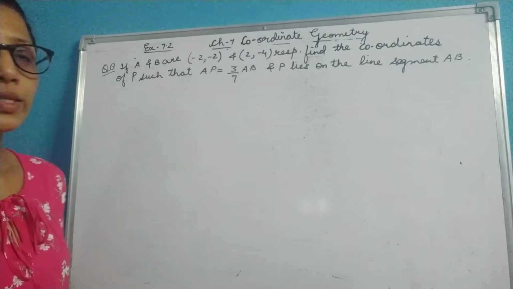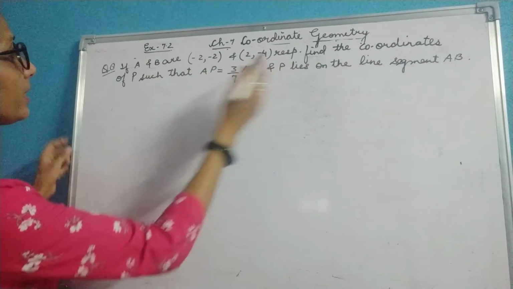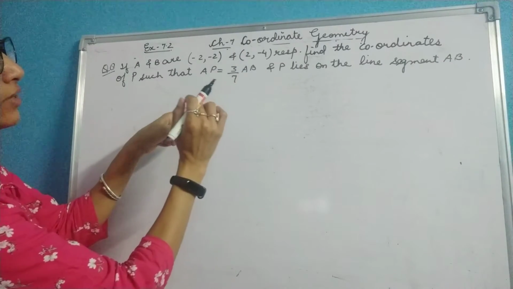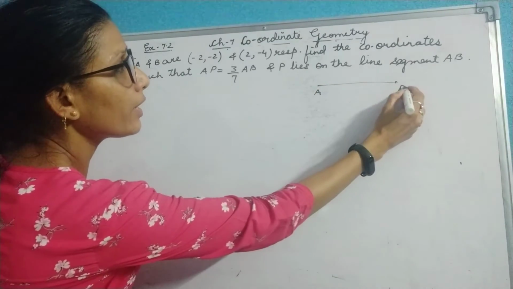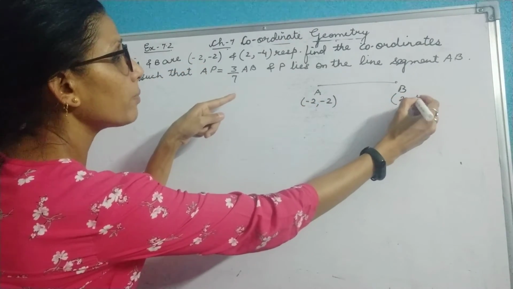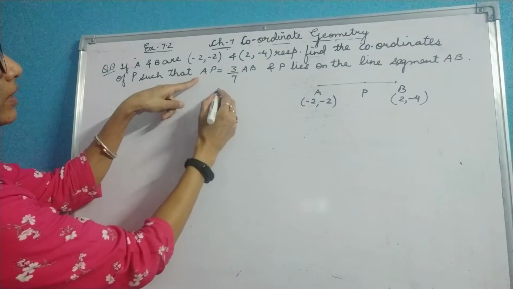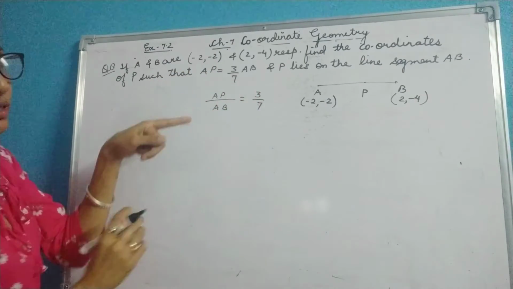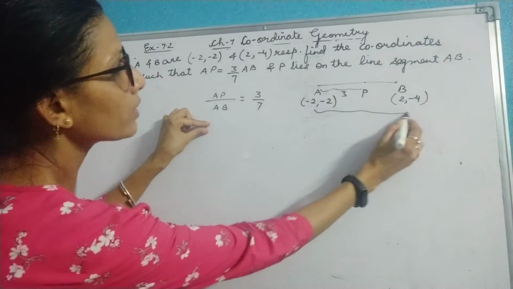Try to understand this question, children. Here it is given, if A and B are this and this respectively, find the coordinates of P such that AP equals 3/7 of AB and P lies on the line segment AB. So draw line AB. The coordinates are given to you, (-2, -2) and (2, -4). Now P lies somewhere on this AB. Here it is given AP by AB equals 3 by 7. It means your AP here is 3 and your complete AB is 7.